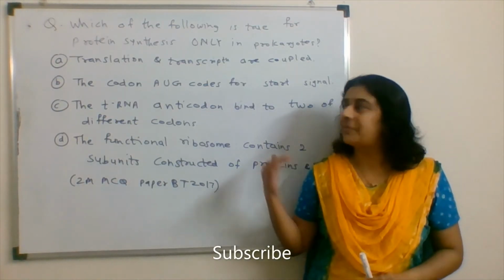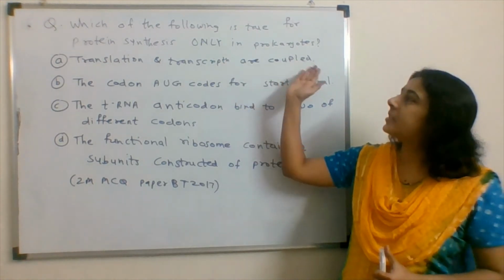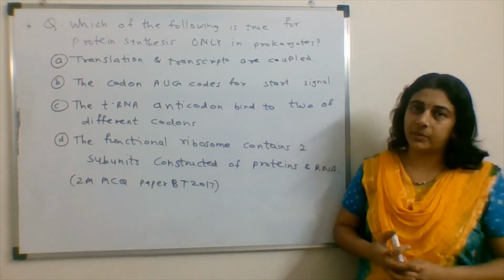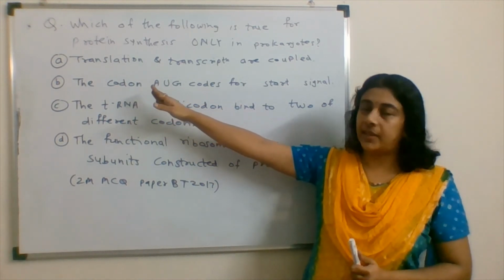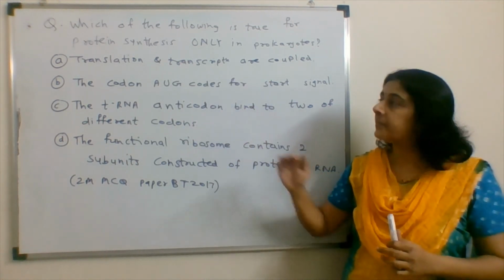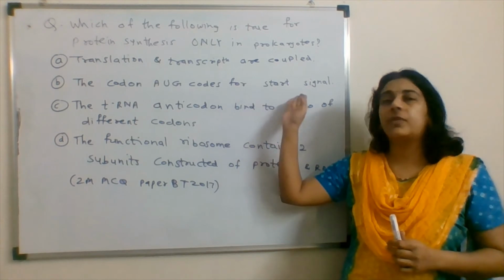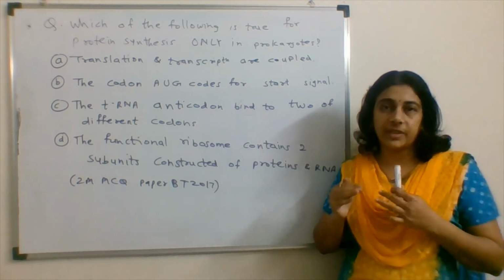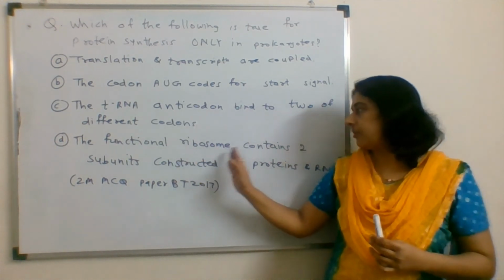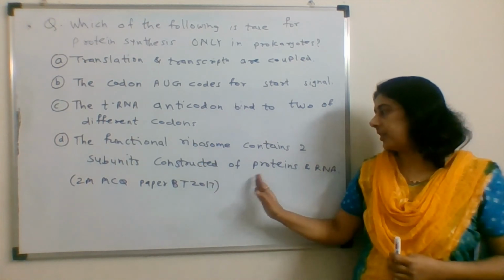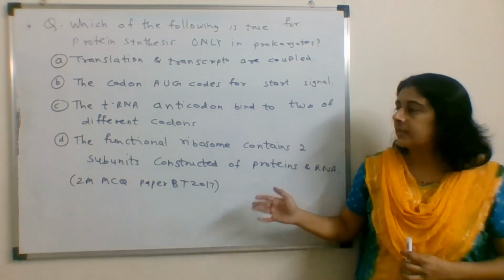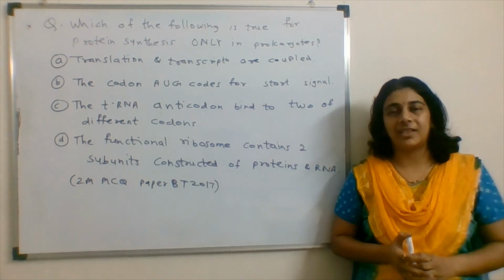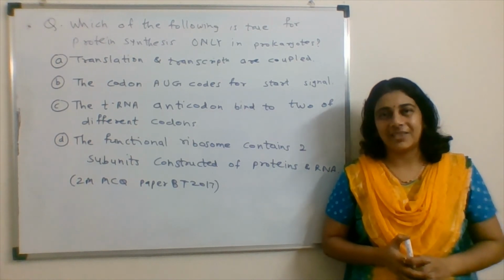Now we'll have a question for our next video. Which of the following is true for protein synthesis only in prokaryotes? The question is about the prokaryotes. The options are translation and transcription are coupled. The codon AUG codes for start signal. The tRNA anticodon binds to 2 different codons. And the functional ribosome contains two subunits constructed of proteins and RNA. So this is a 2-mark MCQ type of question from paper of Biotechnology 2017. We'll solve this question in my next video.